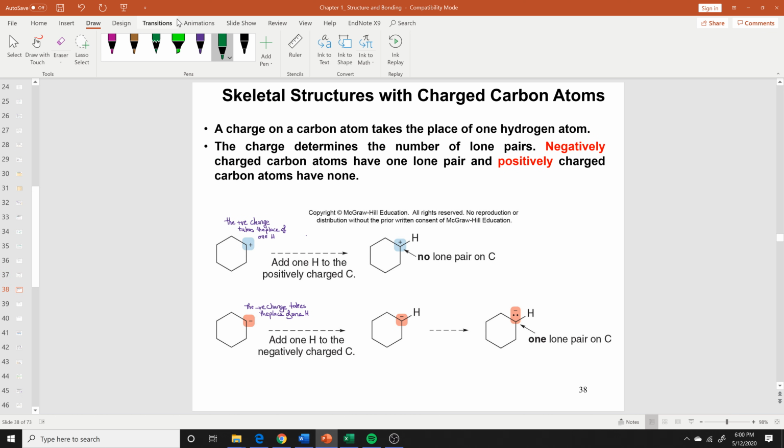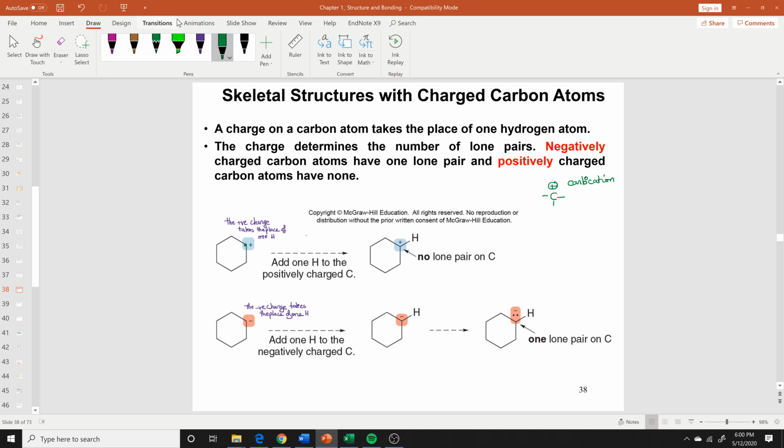Now, if you have a charge on the carbon, normally the charge takes the place of one hydrogen, whether it's a positive or a negative. Remember, if it is positive, then the carbon is losing. So if you have a plus charge on the carbon, then we're going to call this a carbocation. It's a carbon, and it's a cation. It's a carbocation. I missed the O.